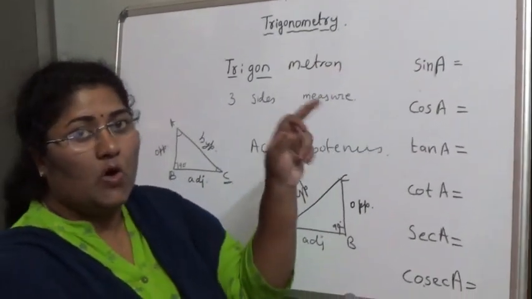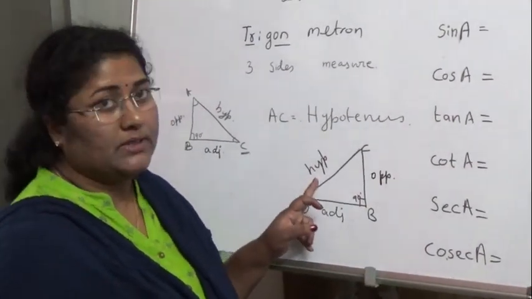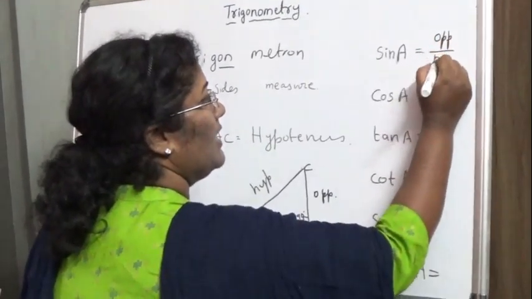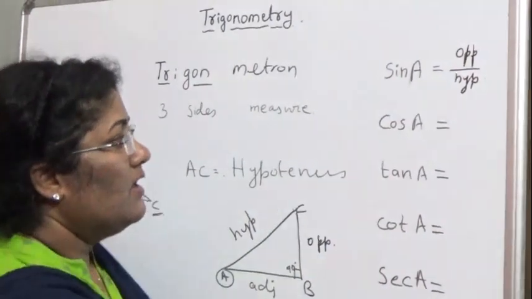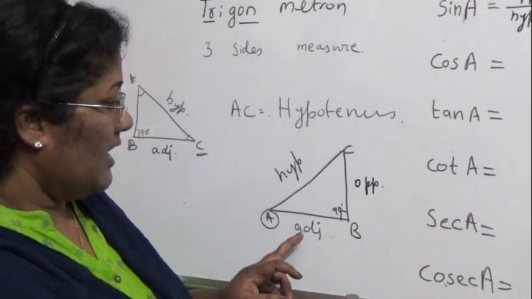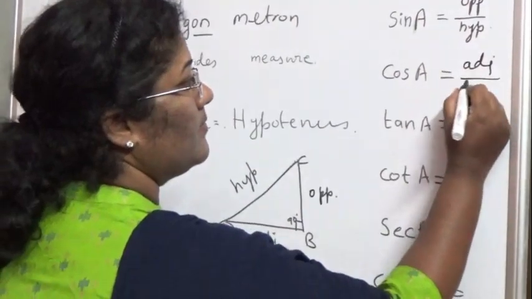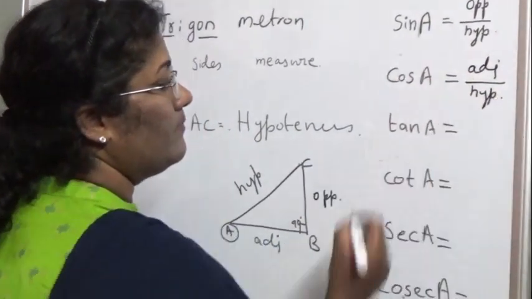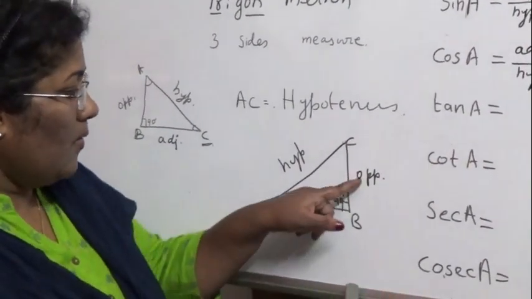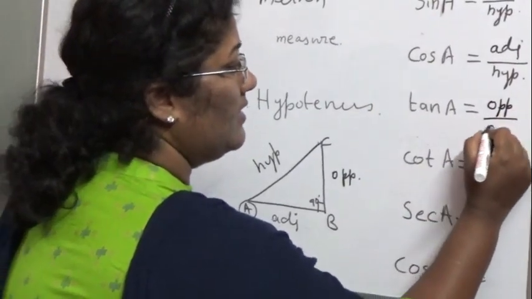Sin A is always opposite by hypotenuse. Cos A is always adjacent by hypotenuse. And tan A is opposite by adjacent.